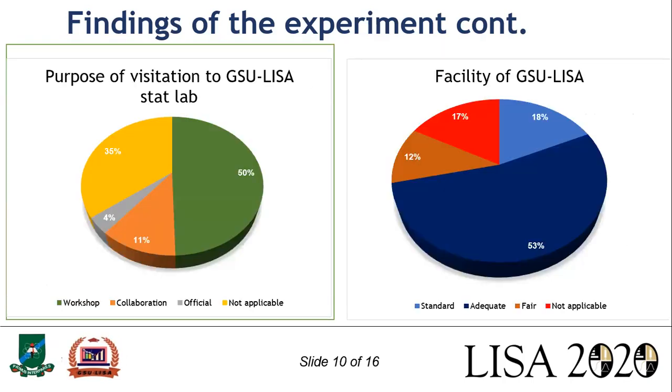So the purpose of visiting our lab: 50% have visited our lab for workshop purposes, 11% for collaboration purposes, 4% for official purposes, and 35% not applicable, simply because they've not been to our lab. Maybe they are just hearing about our lab for the first time, maybe through the WhatsApp group or the Google form.